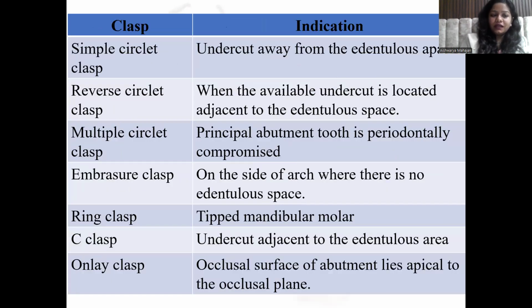Now, indications of all the clasps. The simple circular clasp is indicated when the undercut is away from the edentulous space. Reverse circular clasp is indicated when the available undercut is located adjacent to the edentulous space. Multiple circular clasp is indicated when the principal abutment is periodontally compromised. Embrasure clasps are usually given on the other side of the arch where there is no edentulous space. Ring clasp is given on the tipped molars. C clasp is given when the undercut is adjacent to the edentulous space, and onlay clasps are given when the occlusal surface of the abutment lies apical to the occlusal plane.